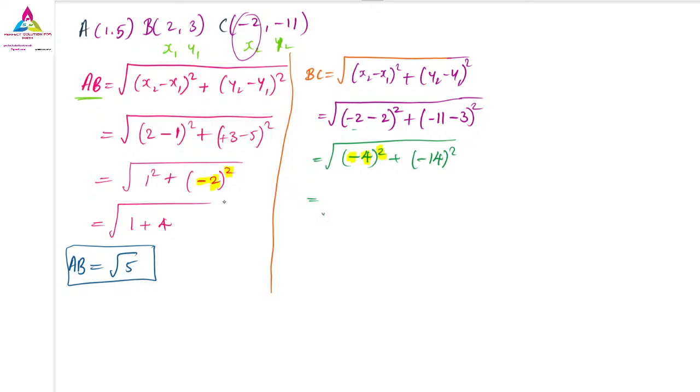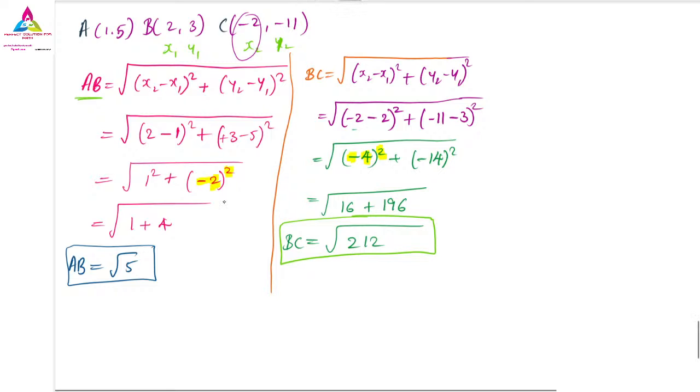So minus square is positive, 4 square is 16. So minus square is positive and 14 square is 196. So if we add together it will become root 212. So root 212 is the value of the BC. So this is the second one what we need.